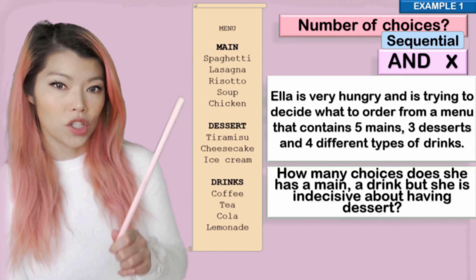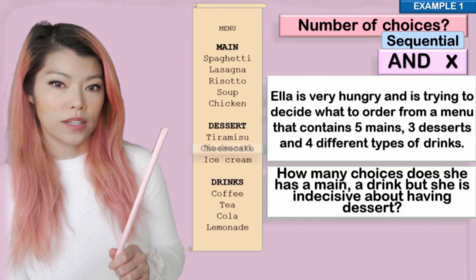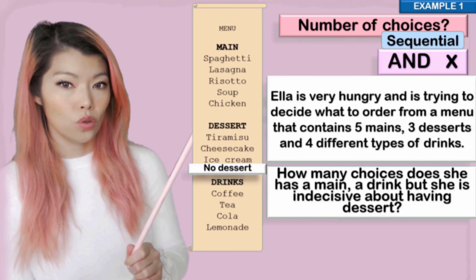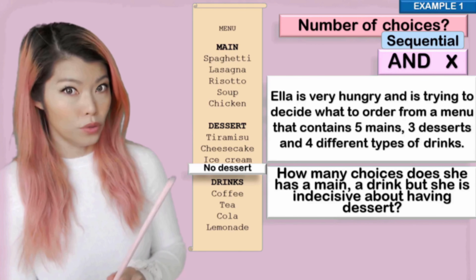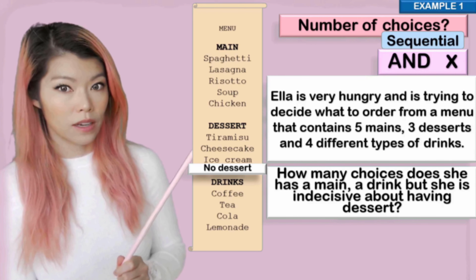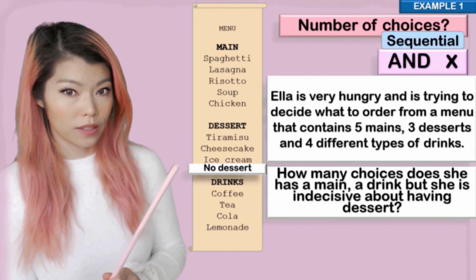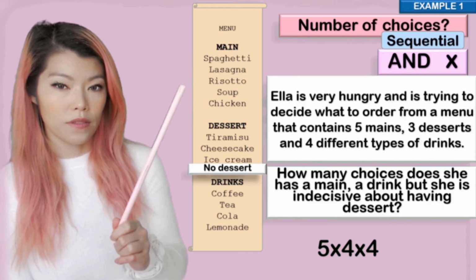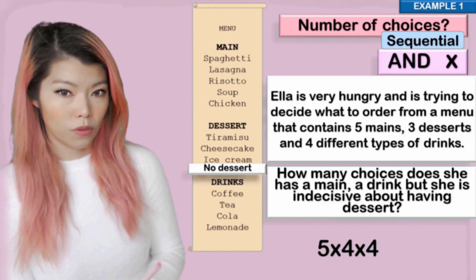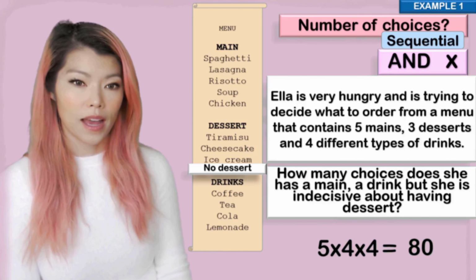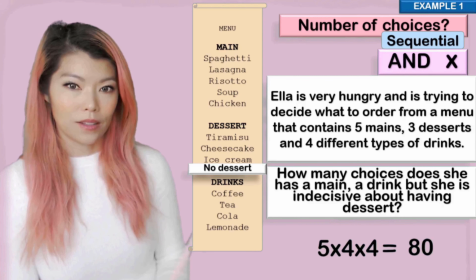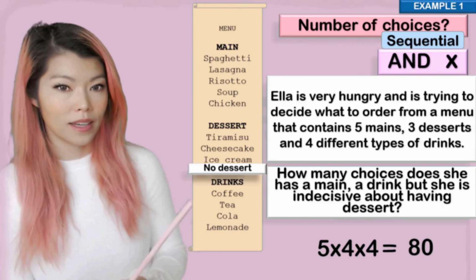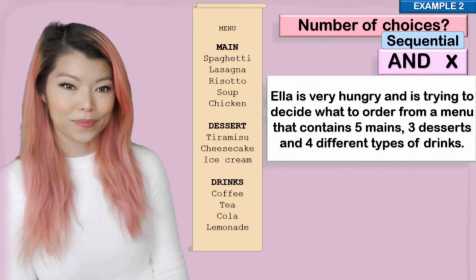So for the main, she has 5 choices. For the dessert this time, she can have 4 choices: tiramisu, cheesecake, ice cream, or no dessert. Not having a dessert is a choice. So to answer the question, we have 5 times 4 times 4 for the drinks, which is 80. So when you have a choice of not having something, count that in as a possible choice.